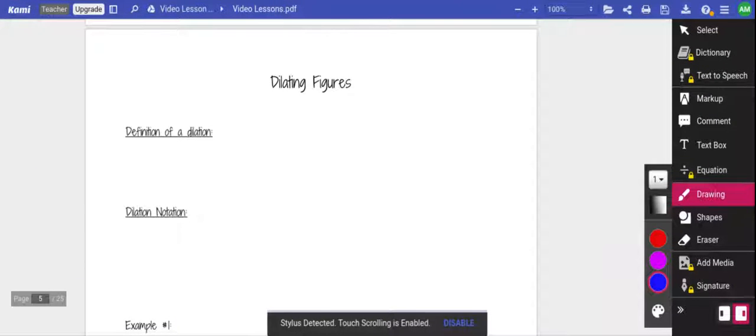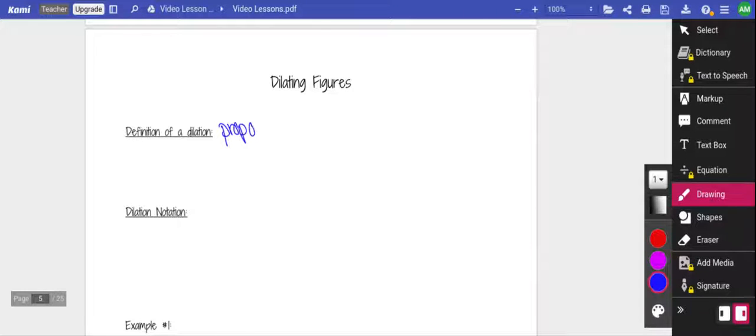Today we're going to talk about dilating a figure in the coordinate plane. So first, when we talk about dilations, we have to talk about what a dilation is. Our definition of a dilation is a proportional stretch or shrink. It's the stretch or shrink of a figure, but it's done proportionally, meaning all of the sides are going to have the same scale factor when we stretch or shrink that figure.